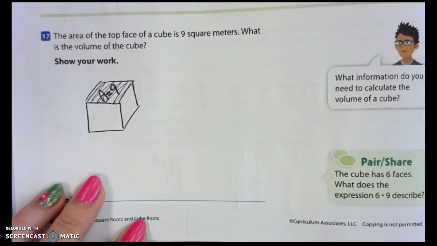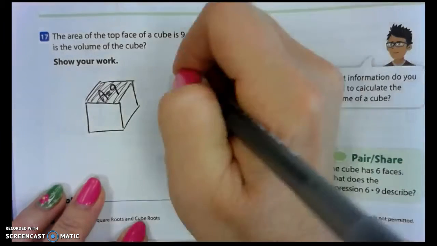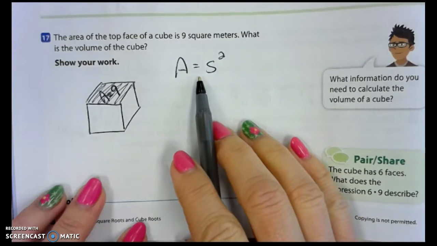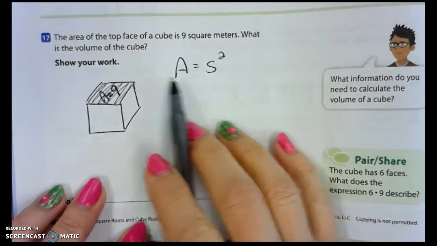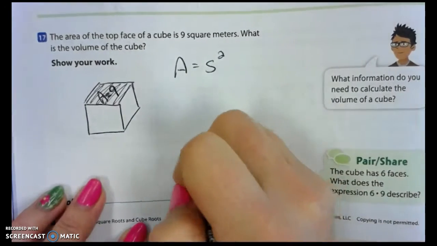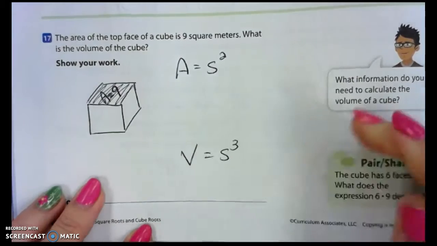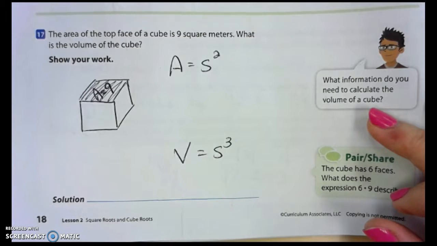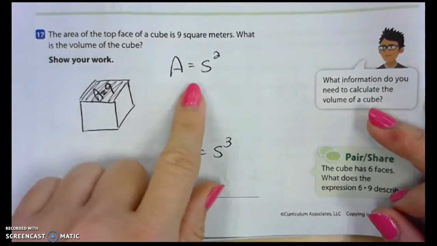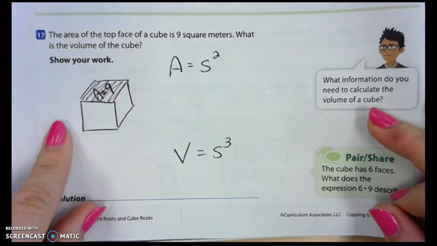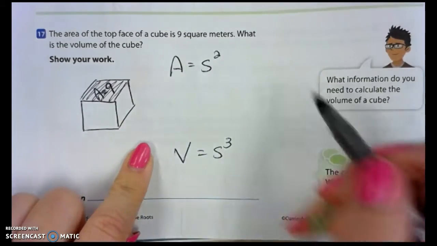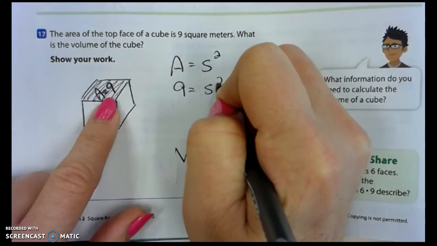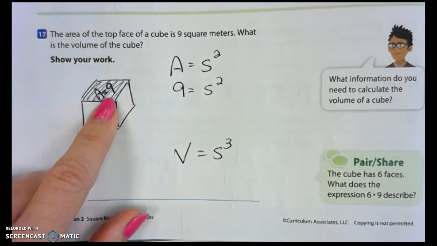They want to know what is the volume. Now, area is equal to side squared. So we have a two-dimensional answer. We need to know the volume. Volume is a three-dimensional answer. We can't go from 2 to 3 without knowing what the side length is. So we're going to use area to find out the side measure for one side of this cube. We'll take our 9 and we'll replace A with 9, giving us 9 is equal to side squared.